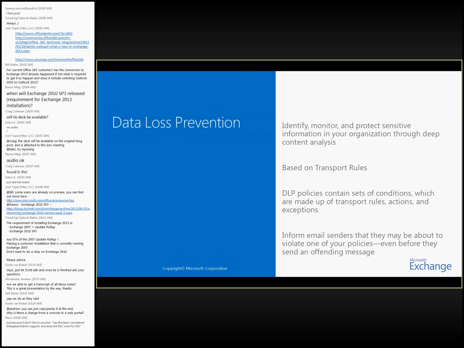Now, DLP policies are simple packages that contain sets of conditions, which are made up of transport rules, actions, and exceptions. This way, Exchange gives you the control to manage compliance in order to meet your business and regulatory needs. The goal is to help you prevent accidental data loss via email by detecting sensitive data before it's sent, using built-in templates that filter mail content for things like PCI DSS, GLBA, and other important regulations. And you can also import DLP policy templates from top security partners or build your own.